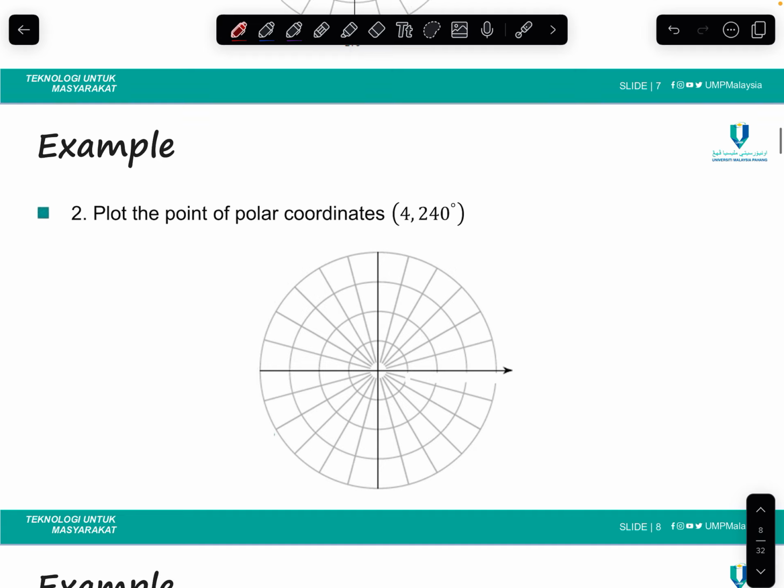Another example, plot the point of polar coordinates (4, 240°). We know that the polar system has (r, theta). First, you have to look at theta. So first, you have to prepare the system. Always start 0 degrees at the positive x-axis, and you have this angle. And for the intermediate steps, you will have these values.